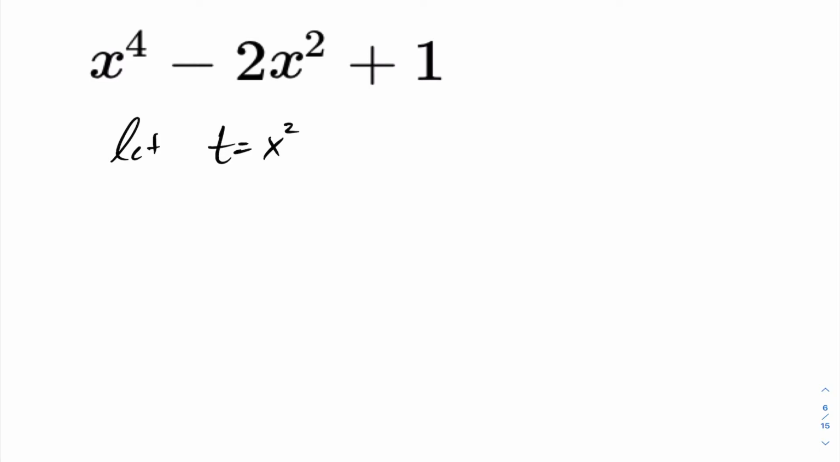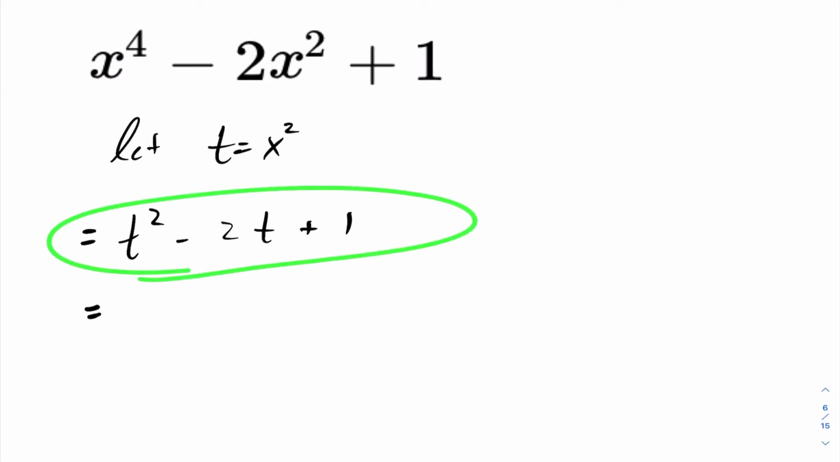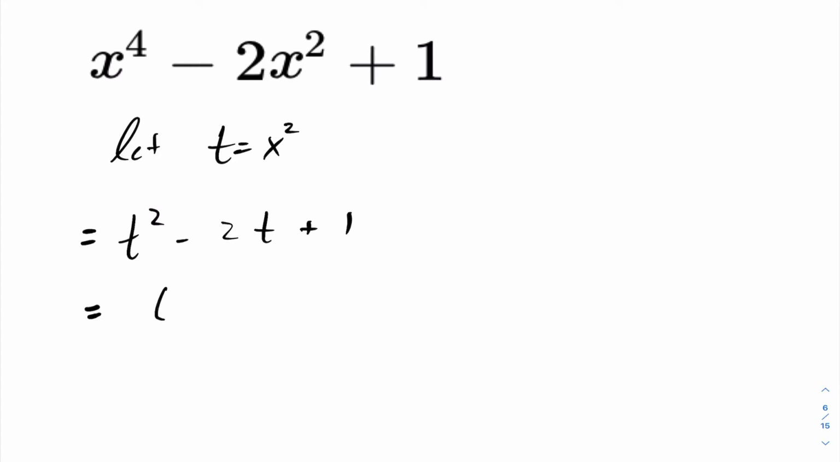Subbing this in here, we end up getting t squared minus 2t plus 1. And you'll notice here, t squared minus 2t plus 1, if you were given this question on its own, will quickly factor into t minus 1 quantity squared. But again, we want to factor in terms of x, not in terms of t. So let's get rid of that t and put those x's back in there. So this becomes x squared minus 1 squared.